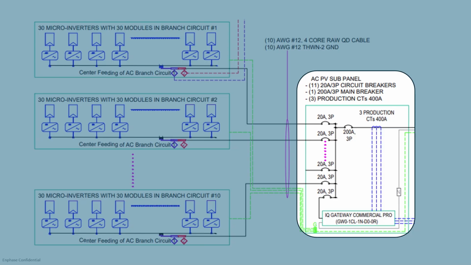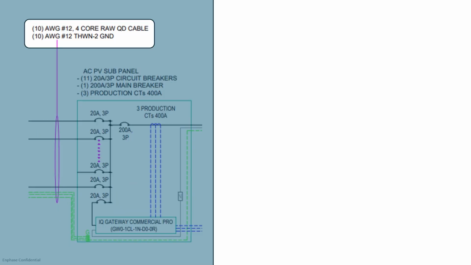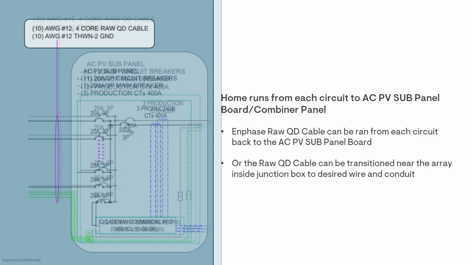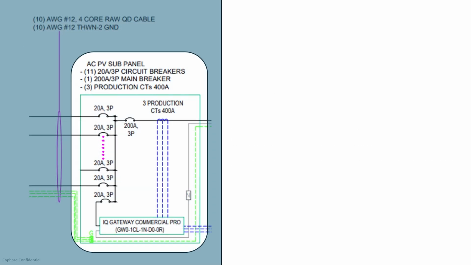Next on the single line diagram are the circuit home runs and the AC PV sub panel board or combiner panel. First up are the home runs from each circuit. Enphase raw QD cable can be used as home runs to take the power from each branch circuit back to the AC PV sub panel board, or you can transition from the raw QD cable to whatever conduit and wire you require. Next is the AC PV sub panel board or combiner panel.